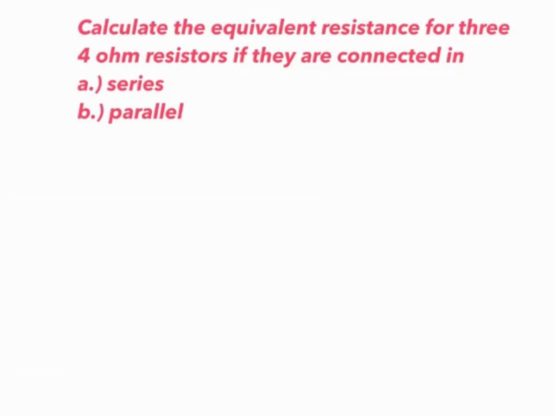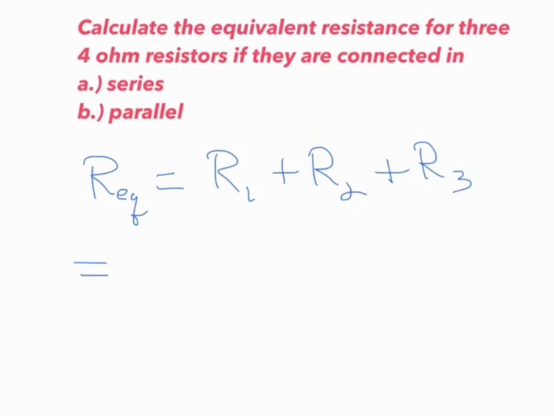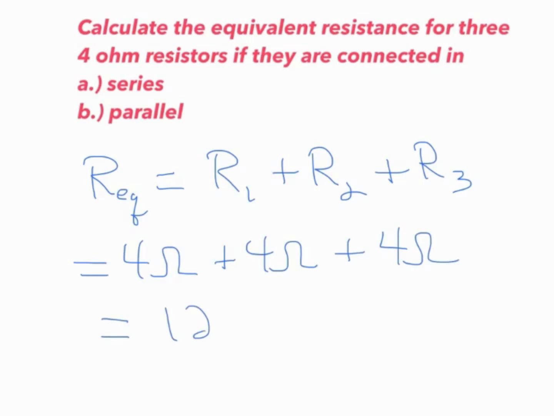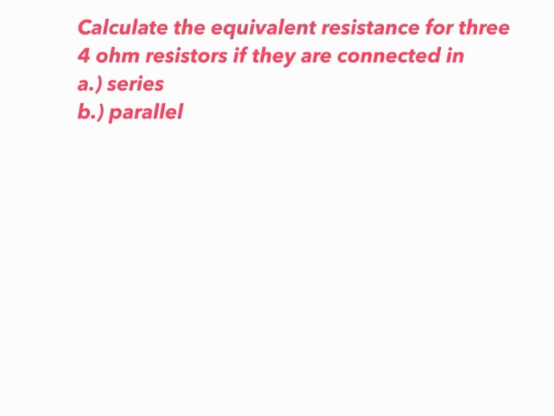Alright, here's a problem to try on your own. Calculate the equivalent resistance for three 4 ohm resistors if they are connected in series or in parallel. Pause the video, do this on your own, and resume when you have your answer. Alright, so doing A first, we have Req equals R1 plus R2 plus R3. And then plugging and chugging, we have 4 ohms plus 4 ohms plus 4 ohms. You could have just done 3 times 4, it's the same. And that equals 12 ohms. So that's the answer to part A.